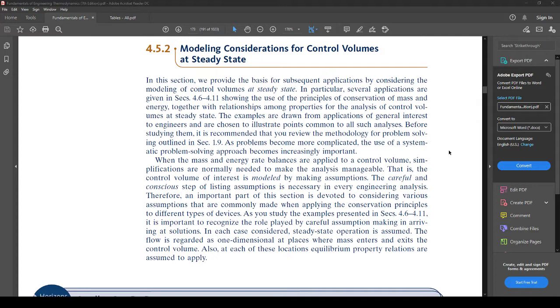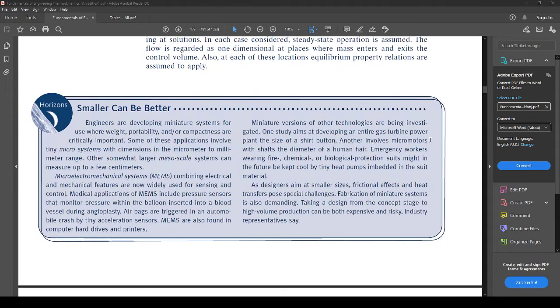In each case considered, steady state operation is assumed. The flow is regarded as one-dimensional at places where mass enters the control volume and exits. Also, at each of these locations, equilibrium property relations are assumed to apply. So these are some of our assumptions that we're making.